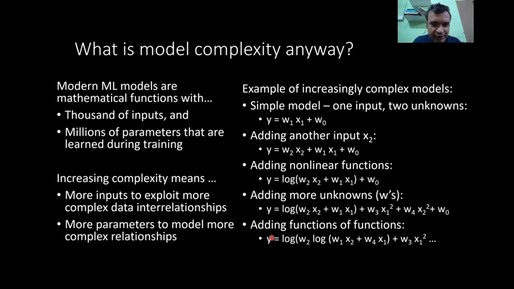So increasing complexity means you are using more dimensions of the data as input, and you are using more data points, so more images, more text sentences, etc. Because to train complex models you need a lot of data, and you have more parameters, these weights that need to be determined, w1, w2, w4, which run into millions of them, to model complex relationships.